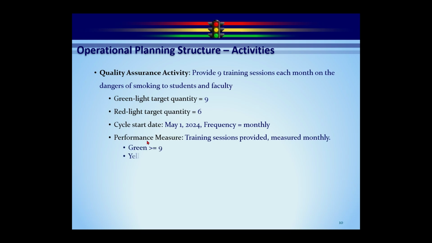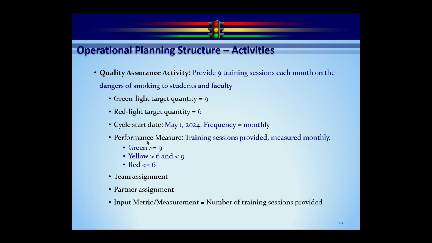We're going to have a performance measure that will be created for you, and I'll show you how that happens. Training sessions provided, measured monthly, green, yellow, and red. And then again, we're going to do the team and partner assignments. And as you can imagine, our metric is real simple. How many training sessions did we provide? So that's the QA activity. Least used because it is specific to something that's repetitive.